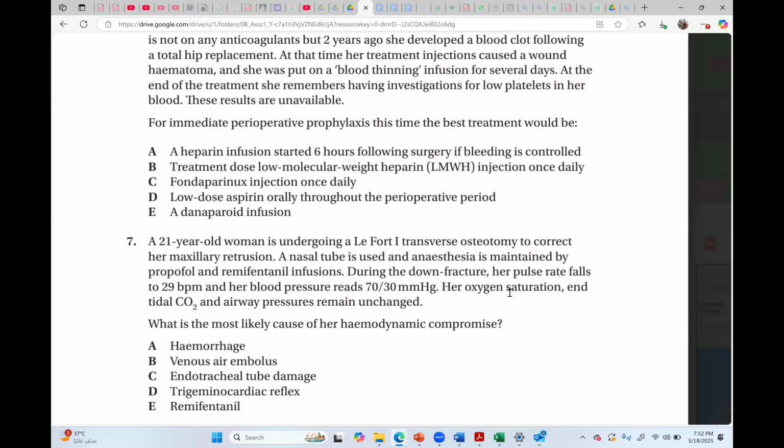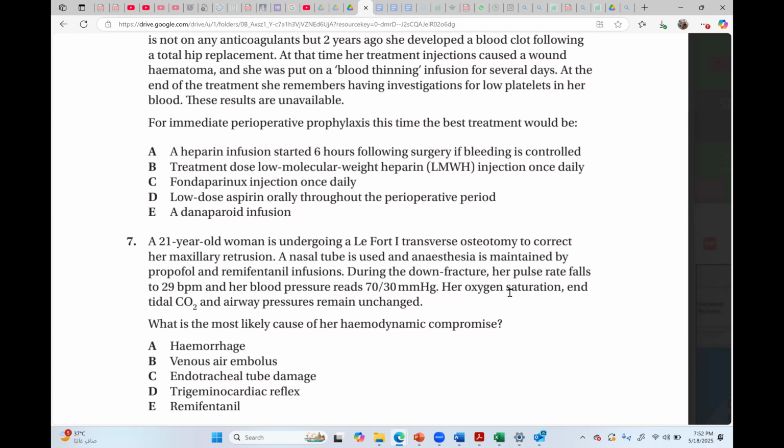So what they are saying is, during the down fracture, her pulse rate falls to 29 beats per minute, and her blood pressure is 70 by 30. Her oxygen saturation, end tidal CO2 and airway pressures remain unchanged. So saturation does not fall, end tidal does not fall, and airway pressures remain. Why are they telling this? Because if there is any anaphylaxis, then maybe heart rate will go up, airway pressures will go up, and there will be some element of bronchospasm. So most probably there is some reflex which has caused bradycardia.